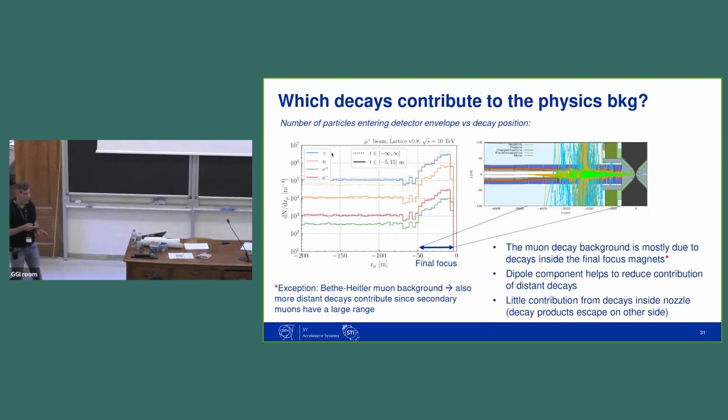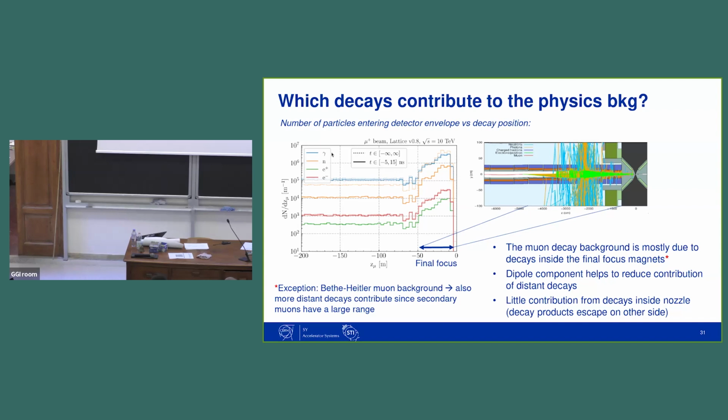Just one last word about muon decay before moving on to the other sources of background. What you can see is now the number of particles entering the detector envelope, as a function of where the muon decay happened along the machine. This means if a muon decay happened here, it produces about, let's say, 3 times 10 to the 2 positrons that will enter our detector. So these are not the particles produced at these locations, but this is how many particles produced from a muon decay at this position enter the detector. So here the key message is the following.